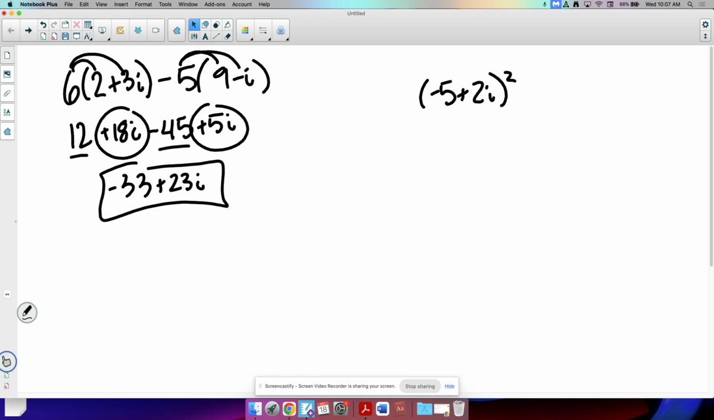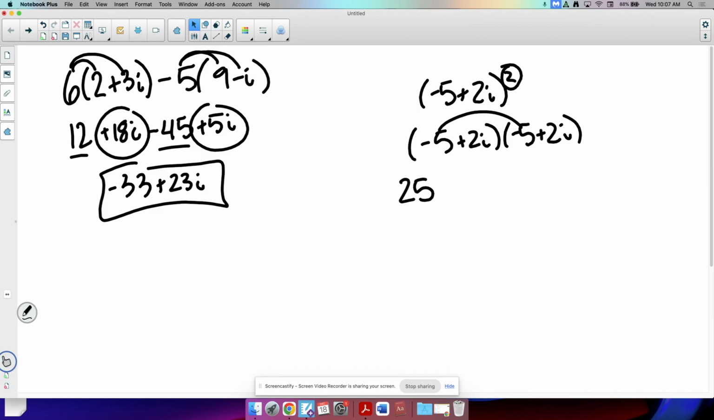This is to serve as a reminder. When you see a parenthesis squared, it does not mean 25 plus 4i squared. You don't just square both parts. This means you have two of the same parentheses. Once you rewrite it as two of the same parentheses, you go ahead and you FOIL it out. So negative 5 and negative 5, negative 5 and 2i, 2i and negative 5, 2i and 2i. So the 2's make a 4, i and i make i squared.